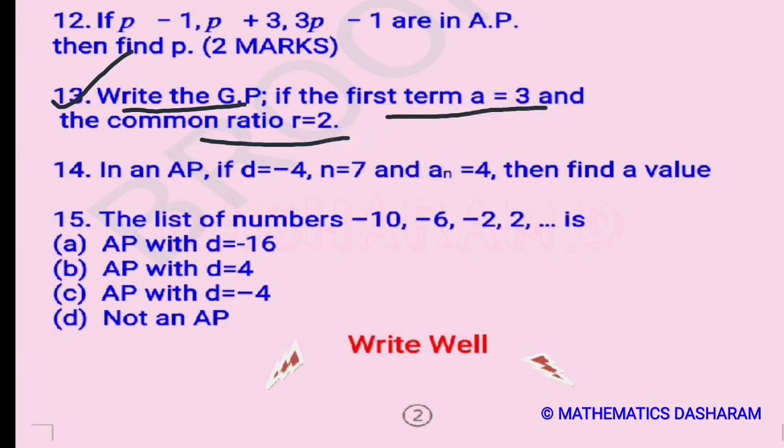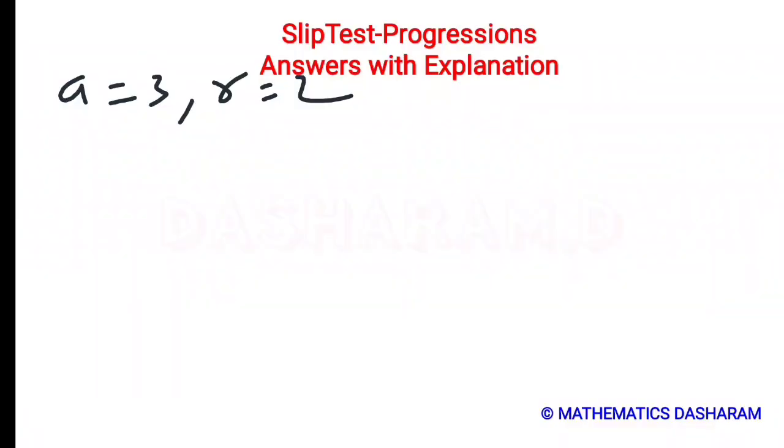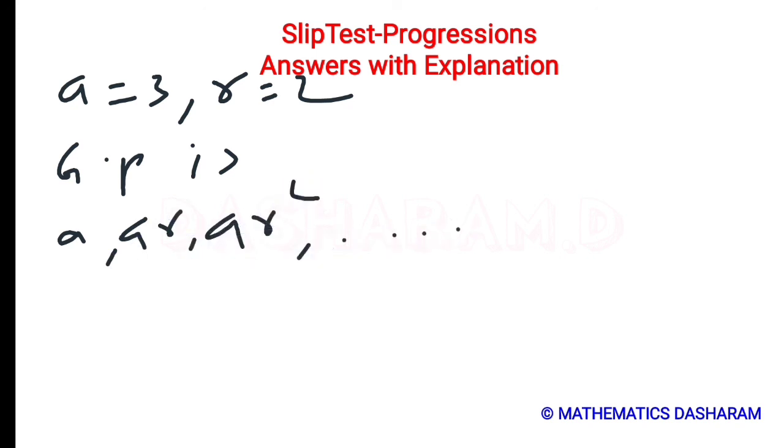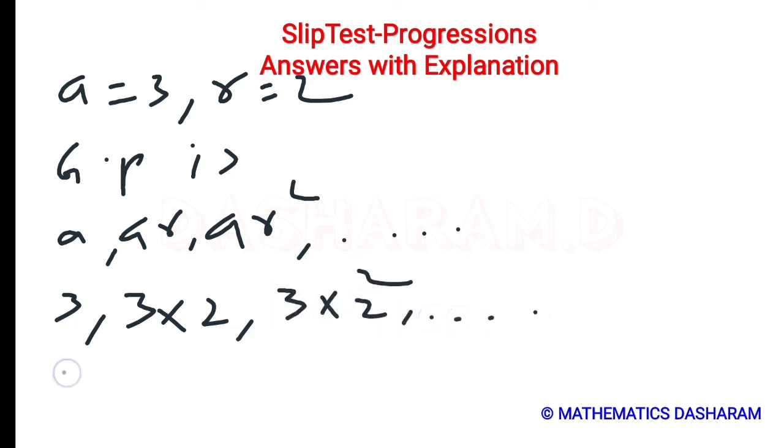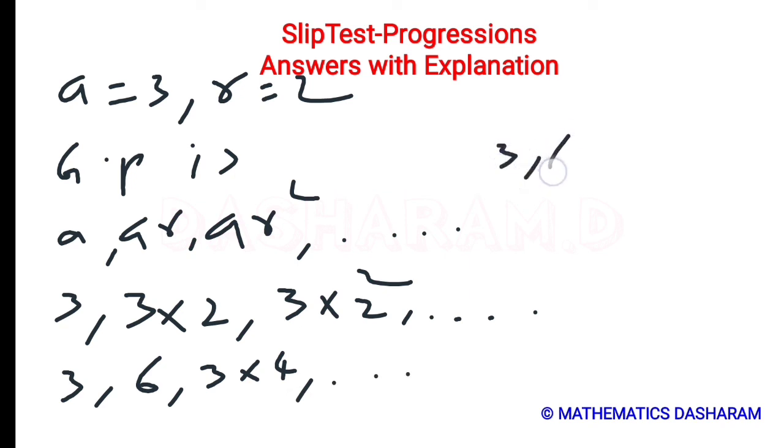Next, 13th question: write the GP if the first term a equals 3 and the common ratio r equals 2. So a geometric progression is first term a, second term ar, third term ar square. At least 3 terms are needed. Substitute a and r values. So a value 3, ar is 3 into 2, ar square is 3 into 2 square. So 3, comma, 3 2s are 6, and 3 into 2 square, that is 4, so 3 4s are 12. So finally 3, 6, 12 and so on is the required geometric progression.